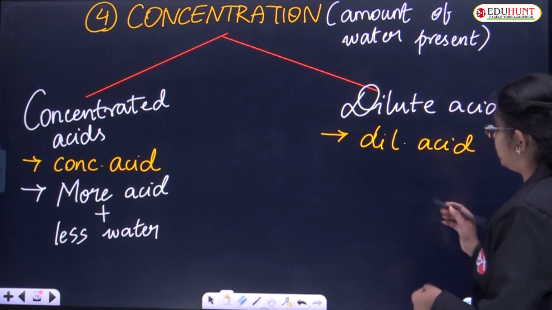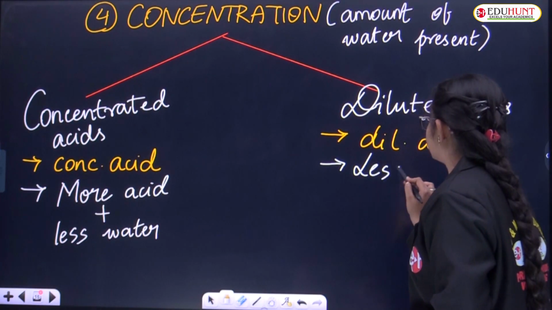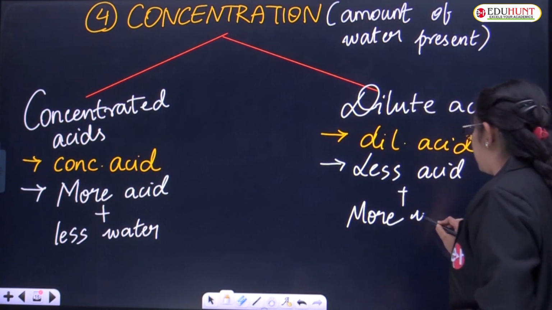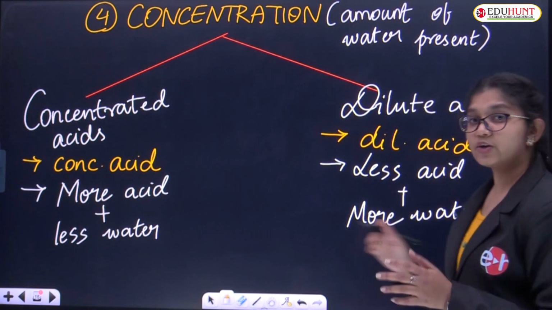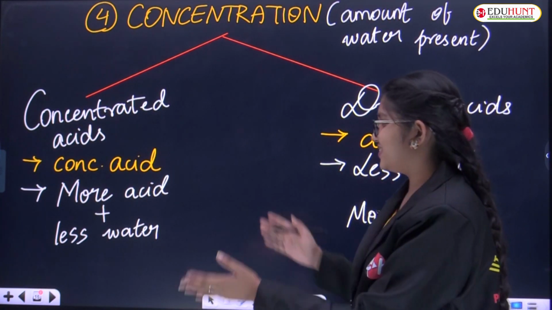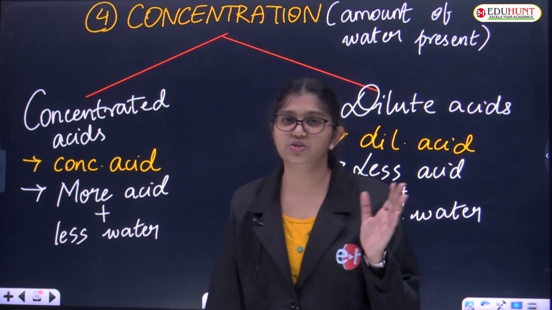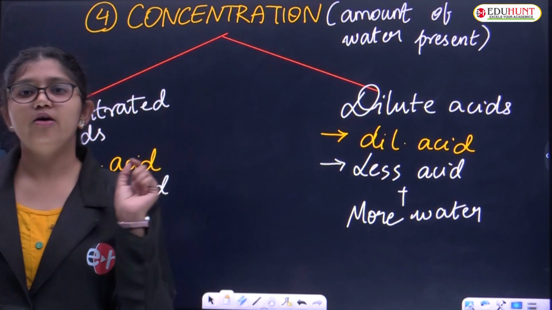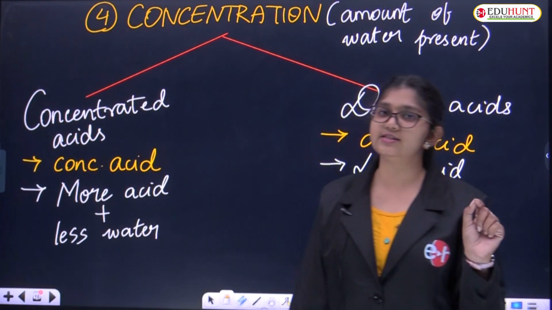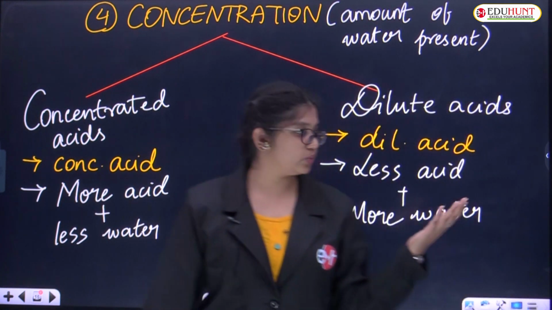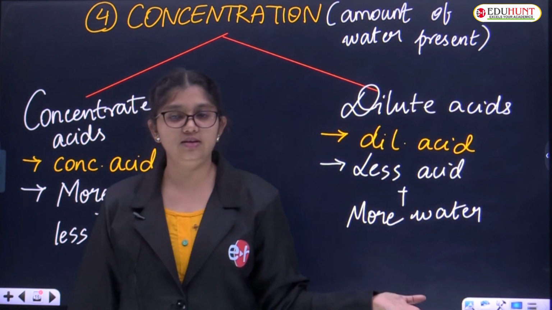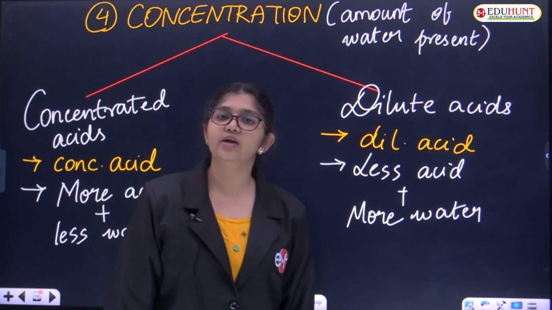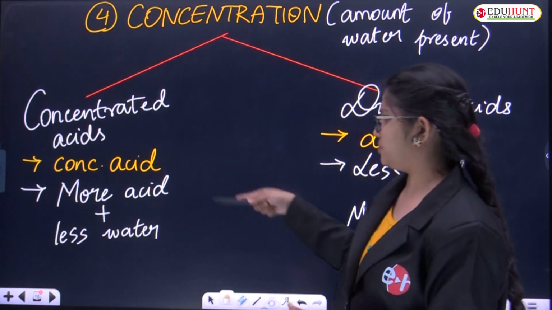Coming to dilute, it is the opposite: less acid plus more water. Thank you, ma'am, for the easy definition. You can also write: acids which contain more amount of acid with very little amount of water are called concentrated acids, and acids which contain less amount of acid with more amount of water are called dilute acids. I gave the easy representation to understand clearly.